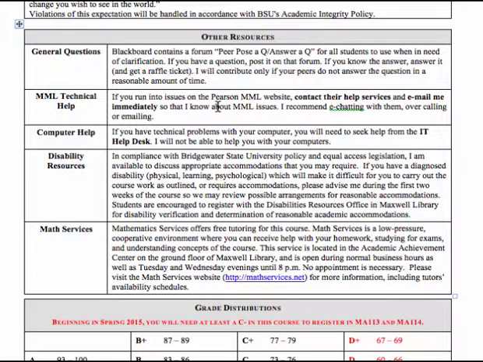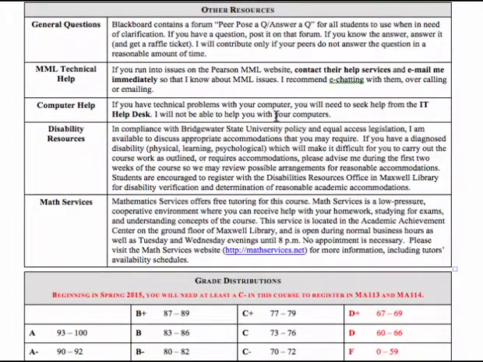There is technical help from My Math Lab. Again, there's a link on our Blackboard for that, and I suggest that you use the chatting option rather than calling them. It seems to be much more effective. If you have computer problems, the BSU IT Help Desk will be able to help you, and also disability resources and math services are available for your use.